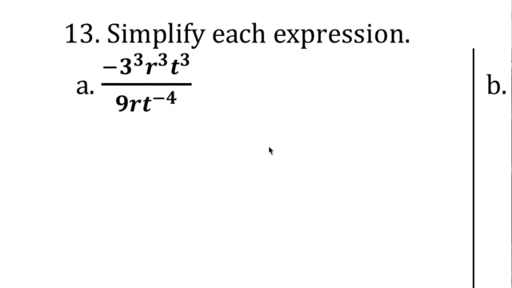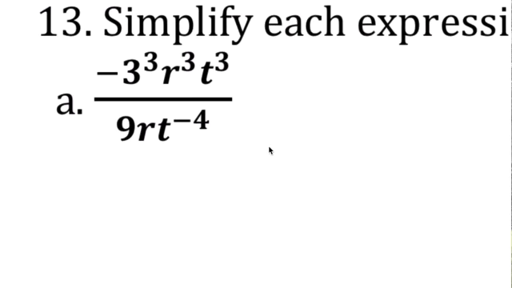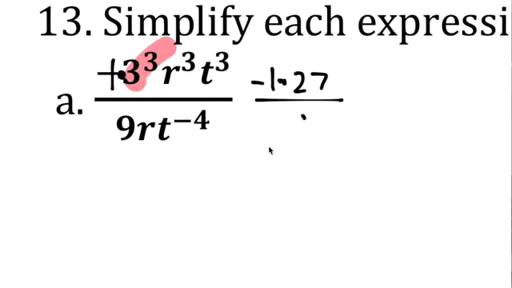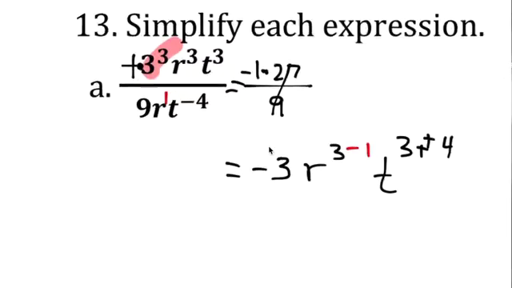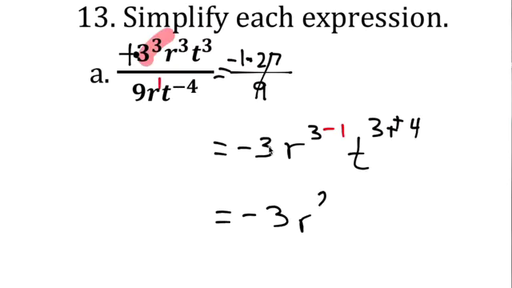Simplify, you would subtract the exponent. So remember, this is a negative 1 times because it's not in parentheses. So negative 1 times 3 to the third power is 27 over 9, which can be reduced. Divide by 9, you get negative 3. And then r to the third power over r to the power of 1, and then t to the 3 power minus a negative 4. So you get negative 3r squared t to the 7th.